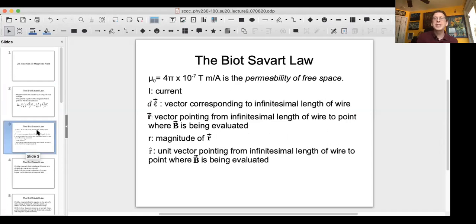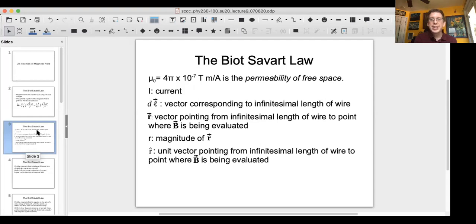So mu naught, like I said, is a universal constant called the permeability of free space. It is equal to 4 pi times 10 to the negative 7 tesla meters per ampere. And the value 4 pi times 10 to the negative 7 might seem a little bit arbitrary to you. That's because it is. It comes directly from how we define the unit of current, which we will talk about when we get to the end of this chapter.